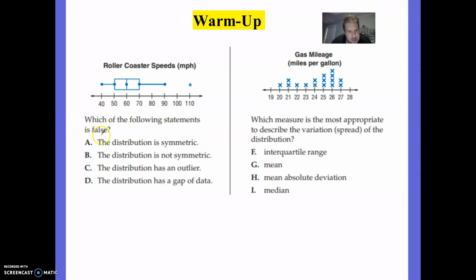Which of the following statements is false? The distribution is symmetric. It's not symmetric. Distribution has an outlier. It does have an outlier right there. Has a gap of data. It does have a gap right there.